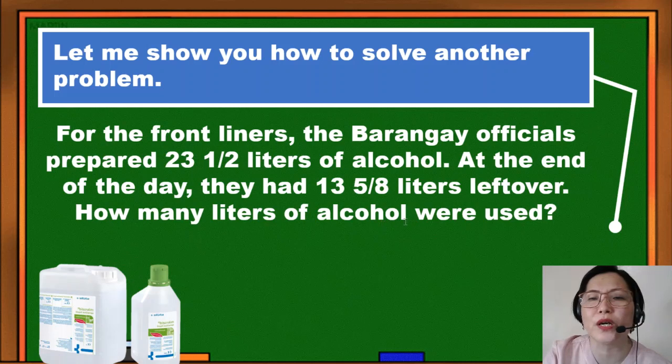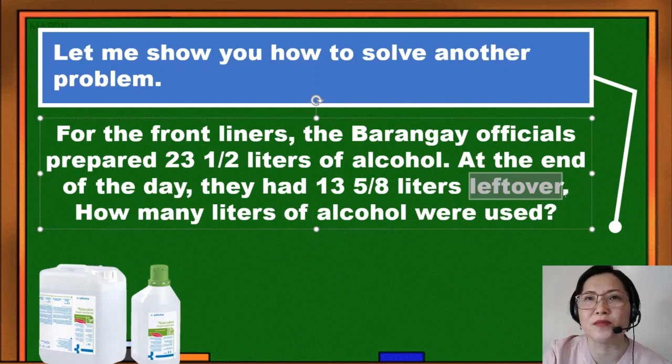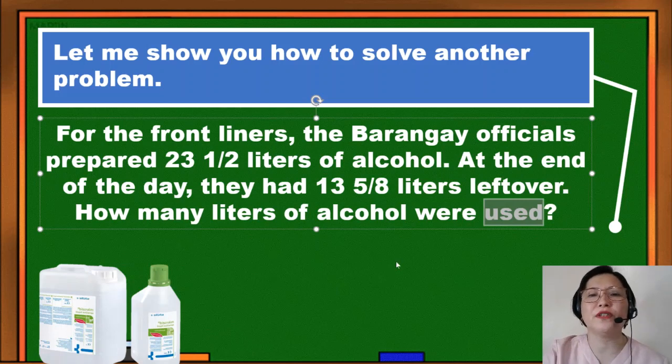alcohol that were used. And in the problem, what is the clue that helps you to identify that the operation is subtraction? Yes, that's the word leftover. Because when you say leftover, something has been used. And that is what we're looking for. The number of liters of alcohol that were used.